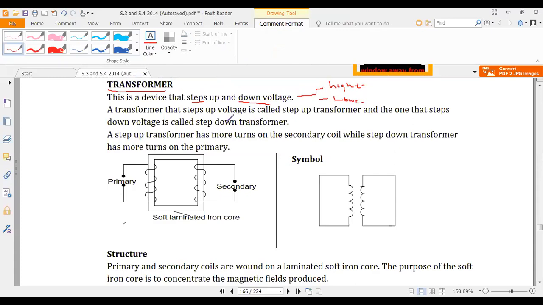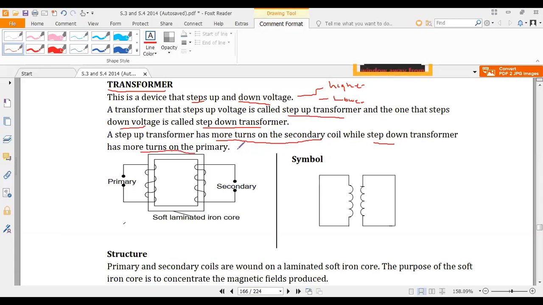So a transformer that steps up voltage is what we call a step-up transformer, and the one that steps down voltage is what we call a step-down transformer. A step-up transformer has fewer turns in the primary and more turns in the secondary coil. A step-down transformer has more turns in the primary and fewer turns in the secondary.